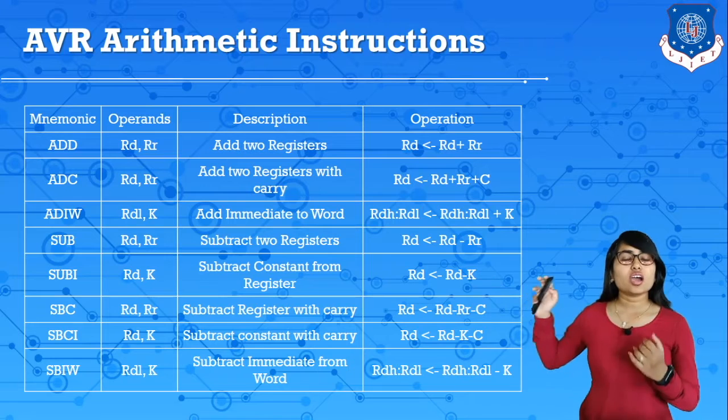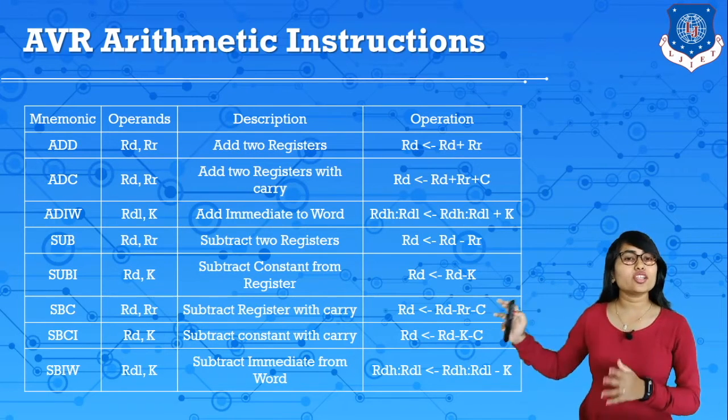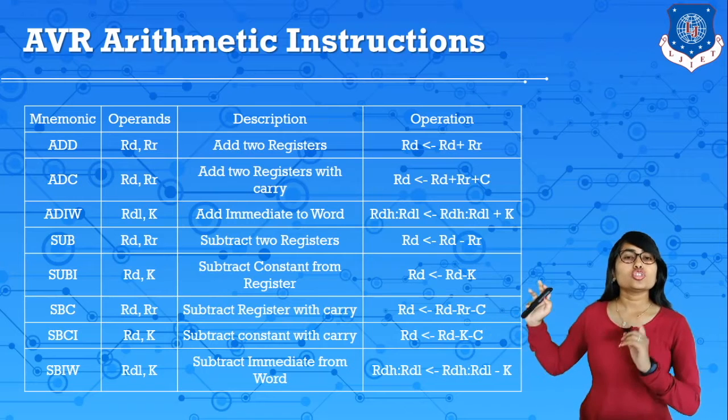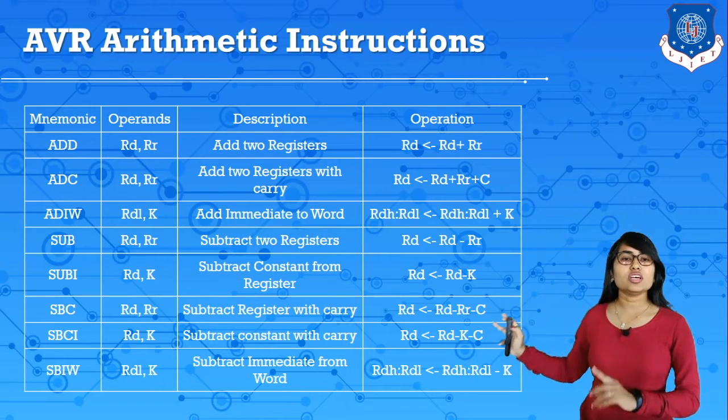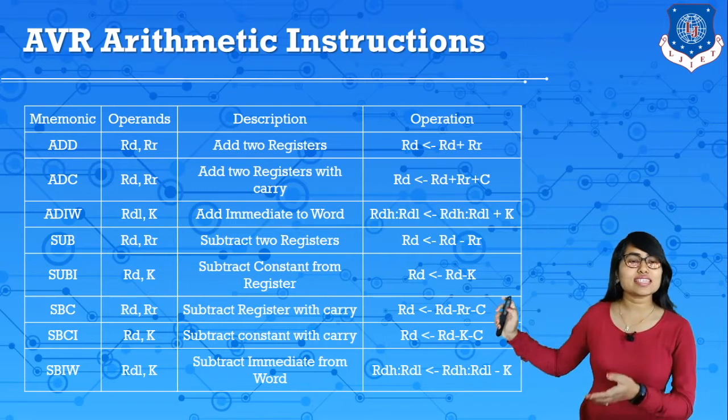Now next, add two registers with carry. So ADC, add two registers with carry. So Rd plus Rr plus C. The content of this Rd plus Rr plus C is stored into the destination register.